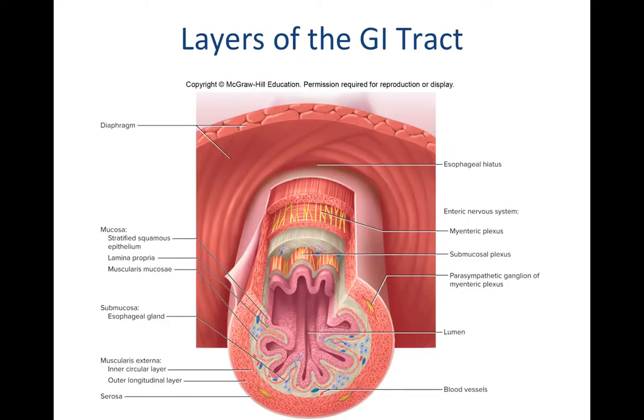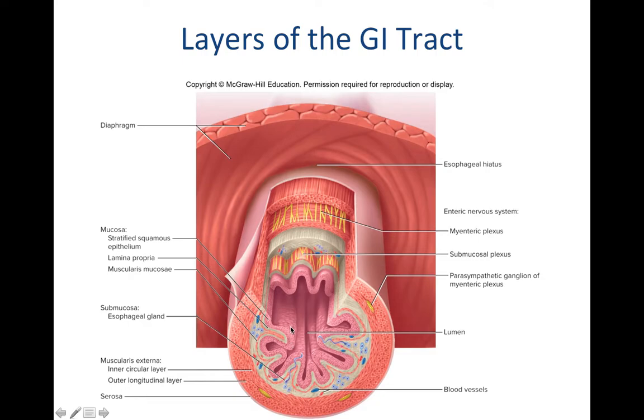Before we move on, I'd like to cover the layers of the GI tract. Similar to blood vessels, you have different tunics in the GI tract, or the alimentary canal, and these are consistent throughout the alimentary canal. So the innermost layer we see here is the mucosa, and the mucosa has a couple of subsections here. The innermost layer, you have stratified squamous epithelium is shown here, so it must be the esophagus, but that will change depending on what region you're in, what organ you're in.